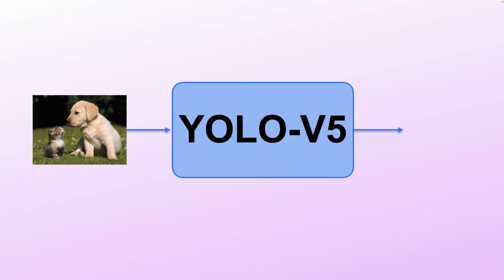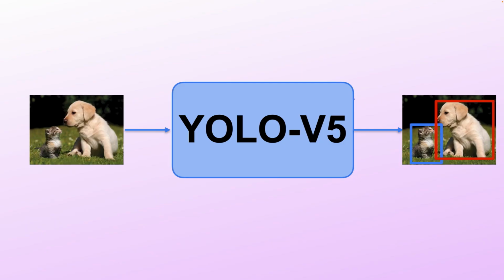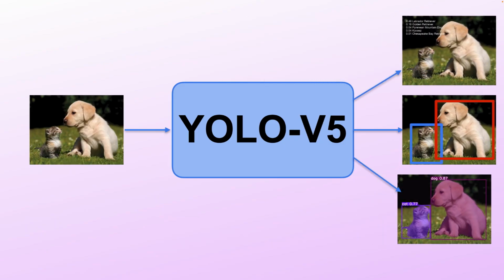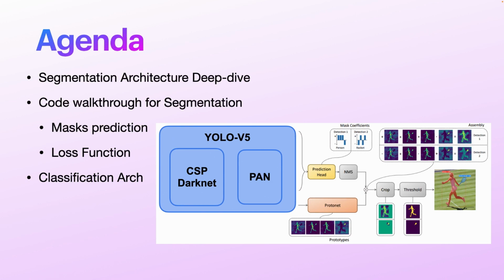When you hear YoloV5, you probably think of object detection, right? Drawing bounding boxes on the objects. But what if I told you it can also perform image classification as well as segmentation? We saw the YoloV5 architecture in detail in the last video, but that's actually for object detection. Now let's break down the architecture for segmentation and also for classification tasks.